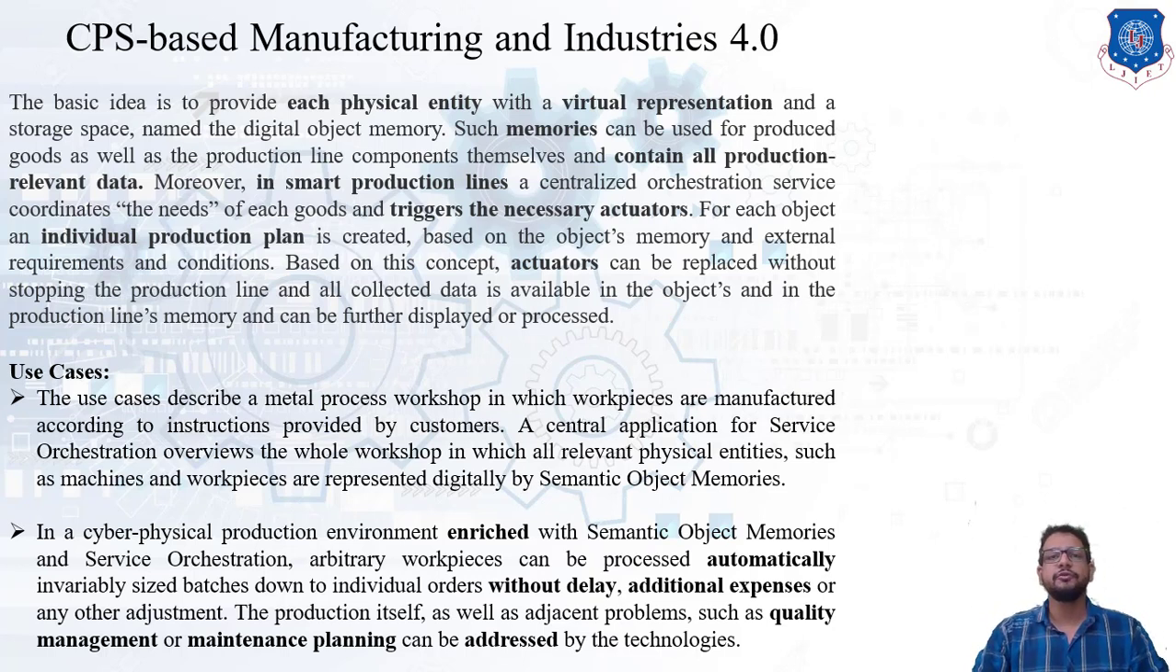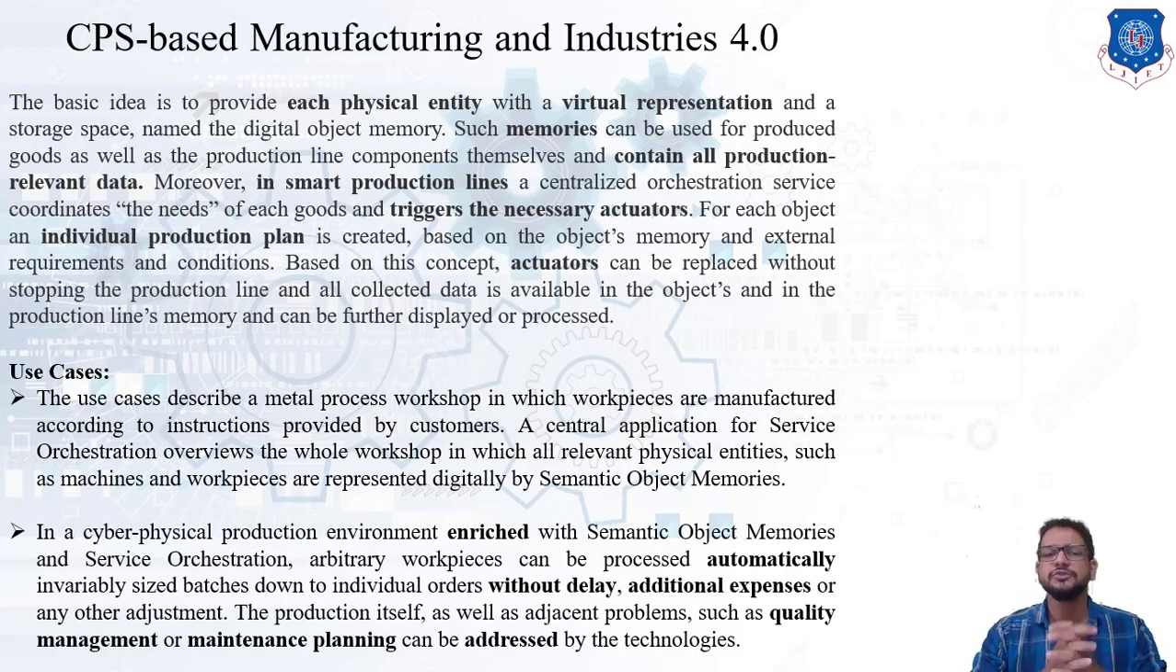So for producing each type of object or product, an individual production plan will be created by this orchestration service unit, based on the object memory in a database and on external requirements and conditions. This concept helps to replace the actuators without actually stopping the production line, and all the collected data will be available in the objects and in the production line memory, which can be further displayed or processed. In order to understand that, we are going to consider certain use cases.